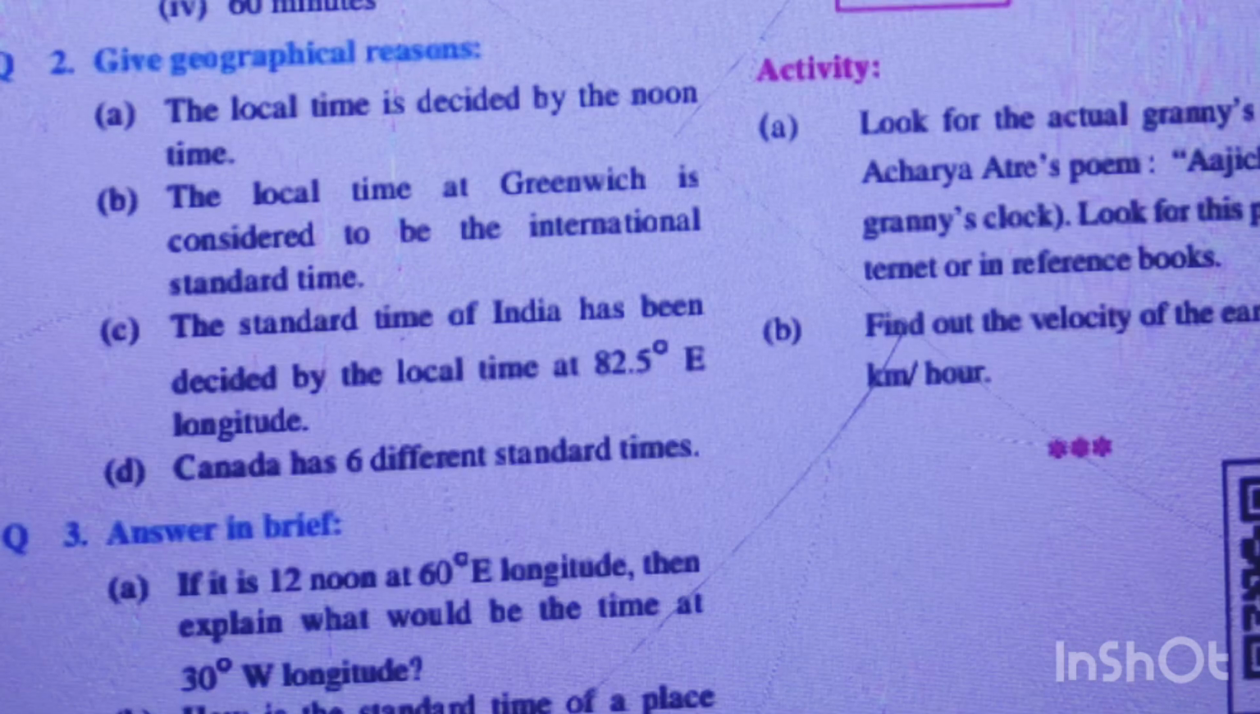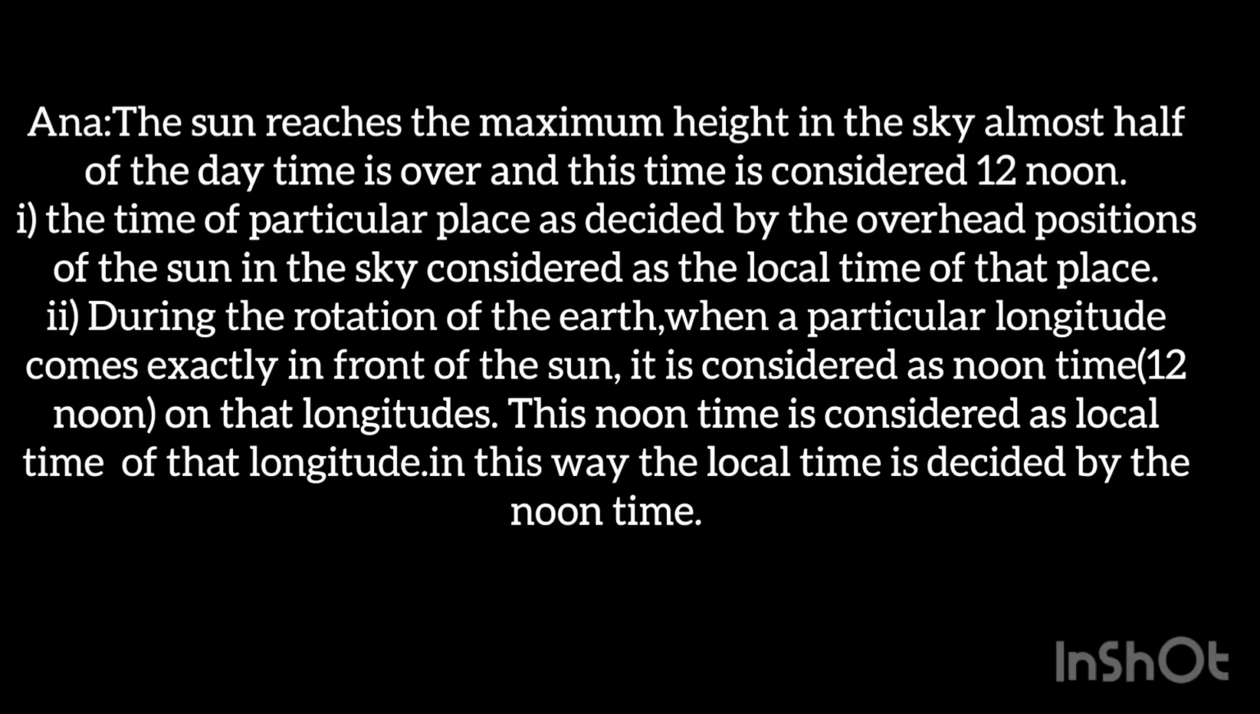The second one, give geographical reason. First one, the local time is decided by the noon time. So the answer is, copy down from here. Answer: when the sun reaches the maximum height in the sky, almost half of the daytime is over, and this time is considered 12 noon. The time of a particular place is decided by the overhead position of the sun in the sky, which is considered as the local time of that place.